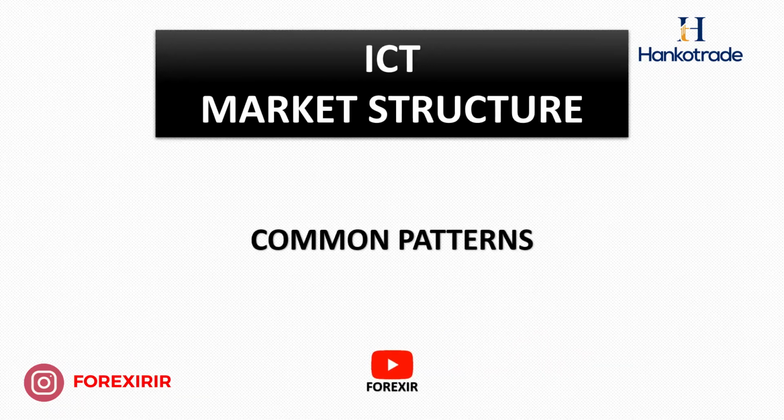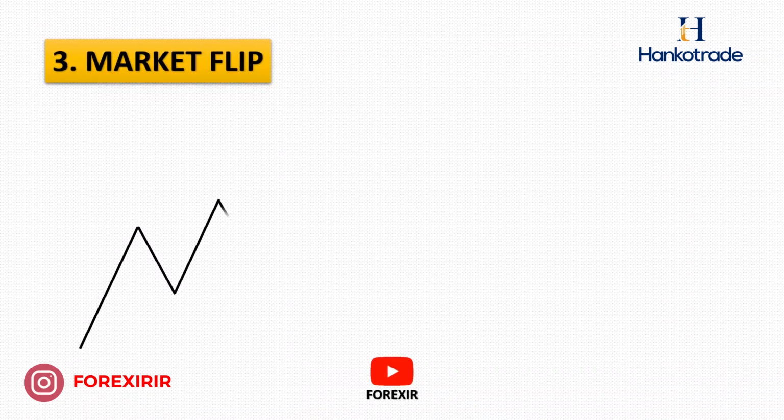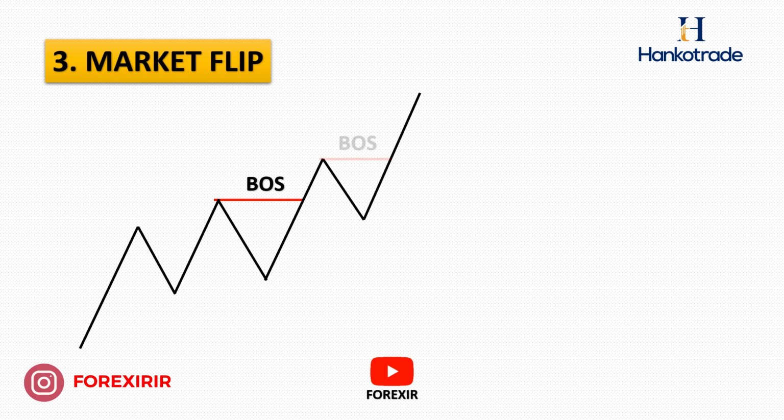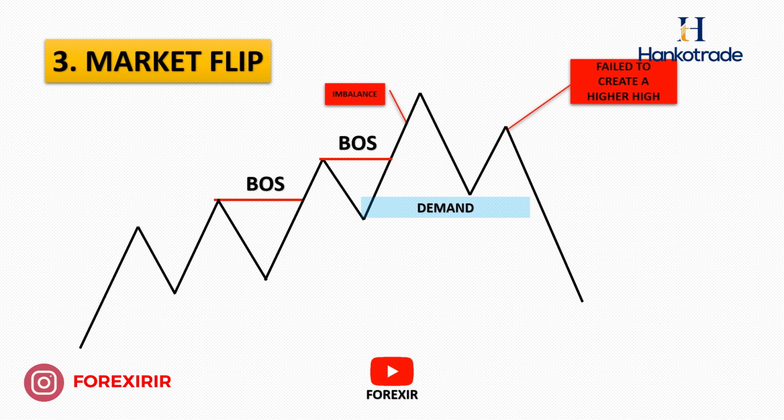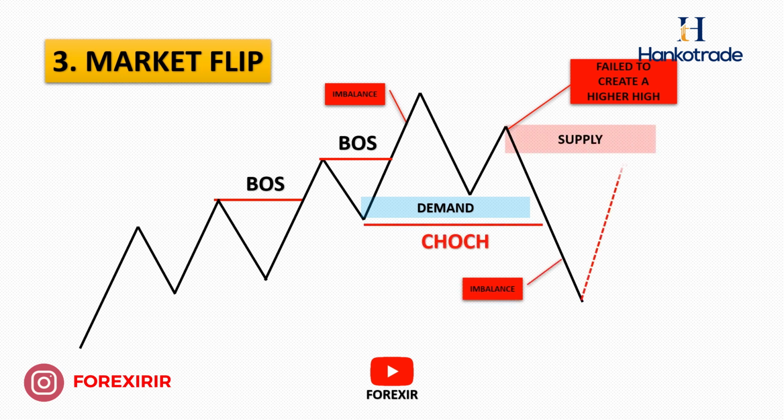Now, let me present some common ICT market structure patterns and how we approach them when they appear on the chart. The first pattern is called the market flip. This pattern typically occurs at the end of trends when they become exhausted, resulting in a change in direction. It starts with a valid demand zone featuring a break of structure and an imbalance. The market attempts to mitigate this level but fails to create a higher high, indicating a loss of momentum. This eventually leads to a change in character and presents an ideal trading opportunity. Therefore, we initiate a short position once the price taps into the supply zone, with our target set at the next unmitigated demand level.